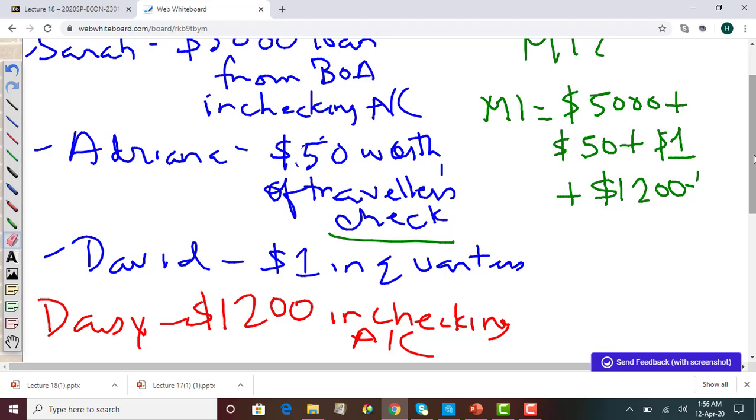So if we calculate, the total M1 in this case will be equal to 5,000 plus 50 plus 1 plus 1200, which is equal to 6251. That is the M1 money supply. Now my next question will be, what is M2? This is the broader measure. So this time we will calculate M2.